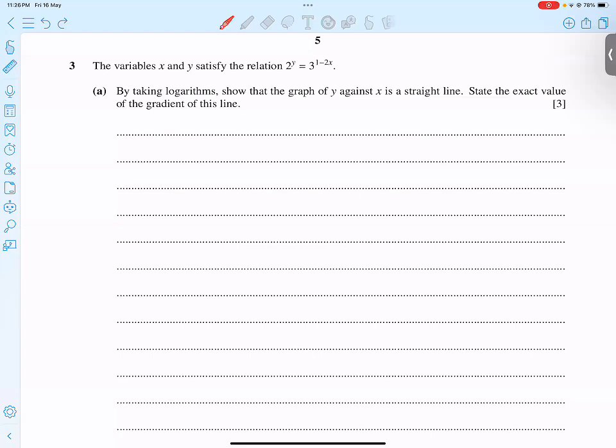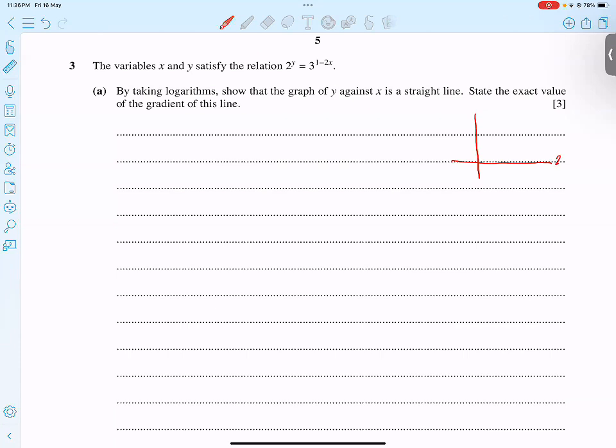Question number 3, students. We have the variables x and y satisfied by this relation given here. By taking logarithm, show the graph of y against x. We have to make it y against x. Before I start, I'll tell you one concept.